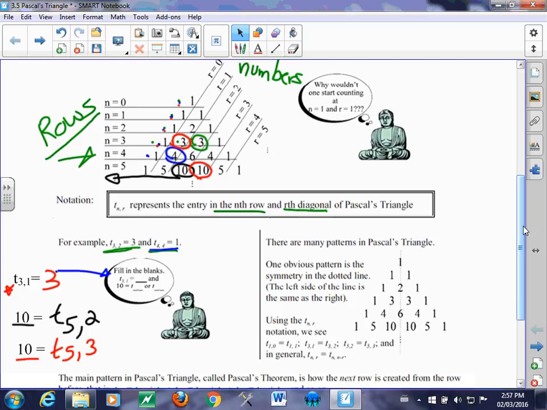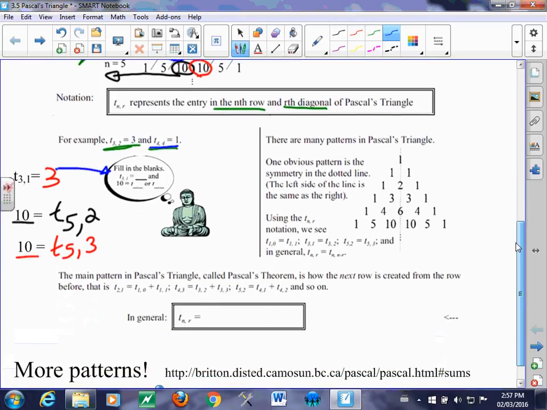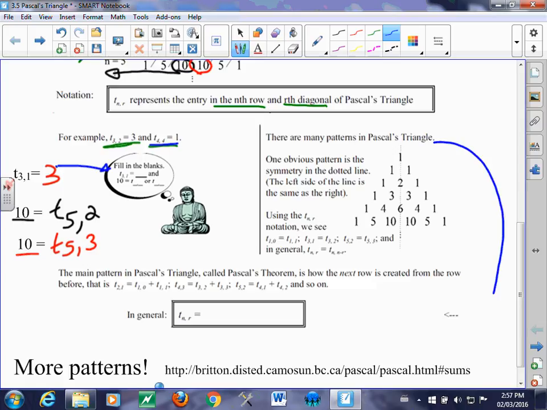Okay. Next thing, folks, there are many patterns in Pascal's triangle. I would like you to view this website after. There are some real cool things. Hey, if you're a hockey player, check out the hockey stick patterning. It's pretty cool. But one obvious pattern is the symmetry of the dotted line. When you draw this, I want you to keep in mind that the left side is always equal to the right side. So that's your axis of symmetry, if you want to think about it like that.